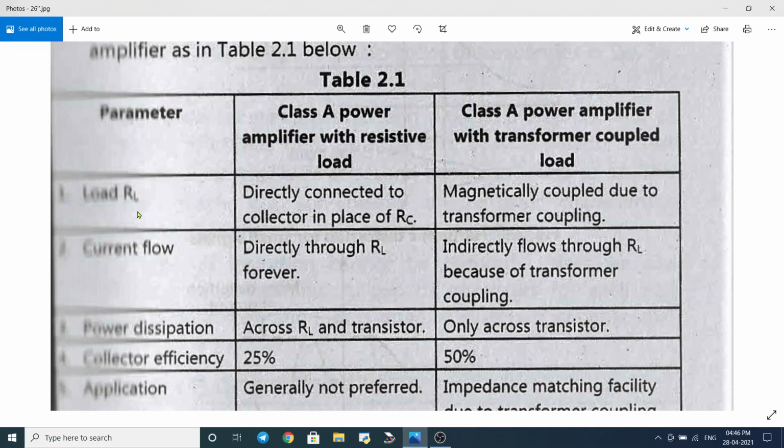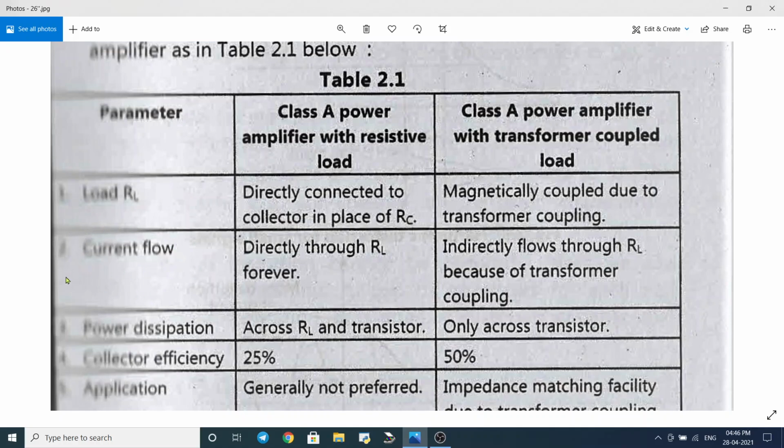The first parameter is load RL. The load RL is directly connected to the collector in the place of RC in case of Class A power amplifier with resistive load, whereas the load RL is magnetically coupled due to transformer coupling in case of Class A power amplifier with transformer coupled load.